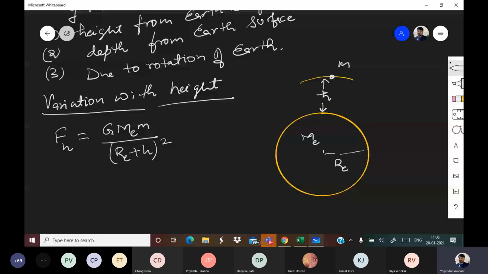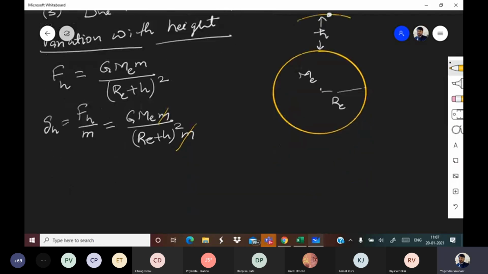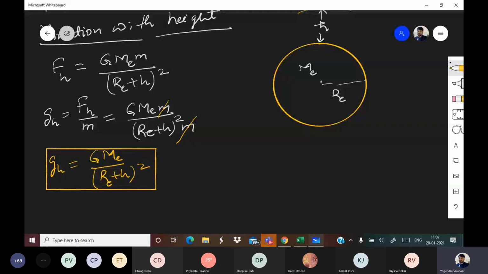Okay, so GH is equal to FH upon m, which is equal to G ME small m upon RE plus H whole square upon m. Small m cancels. So we get GH is equal to G ME upon RE plus H whole square. This formula is applicable for any height.